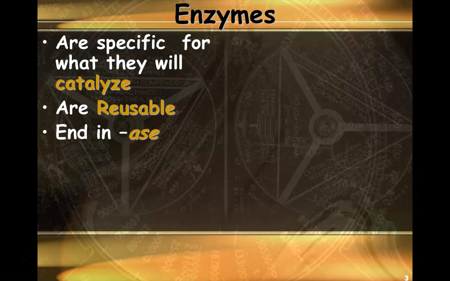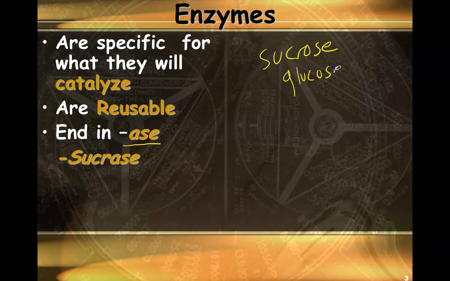Oftentimes they will end with the suffix ase. That is really important. So for example, instead of sucrose, remember we had a sugar, sucrose. We had things like glucose. Remember, if it ended in ose or rhymed with gross, we usually called it a carbohydrate. Here, if it ends in ase, we know that it's an enzyme. Sucrase, as you might have guessed, is going to help us break down sucrose.